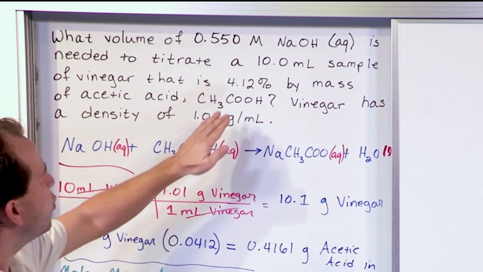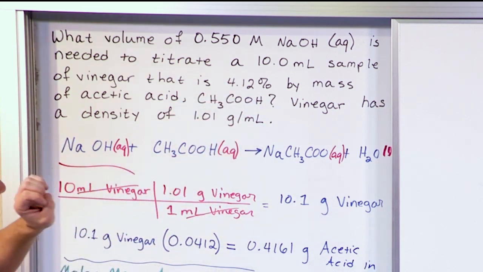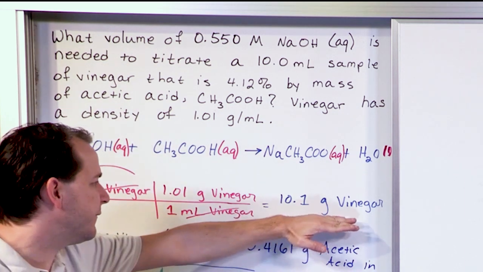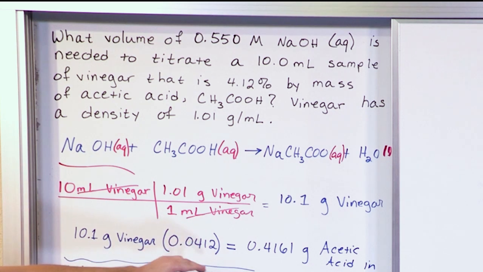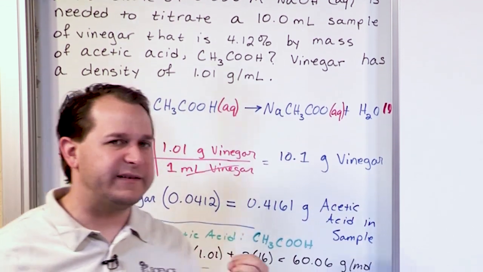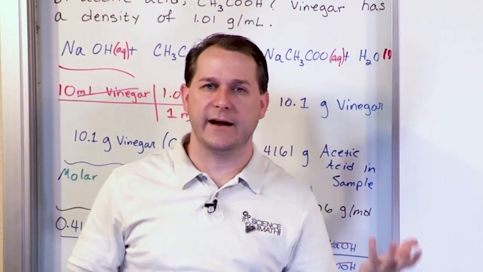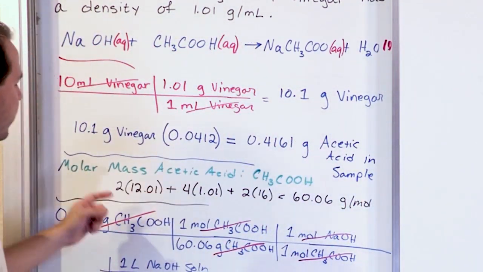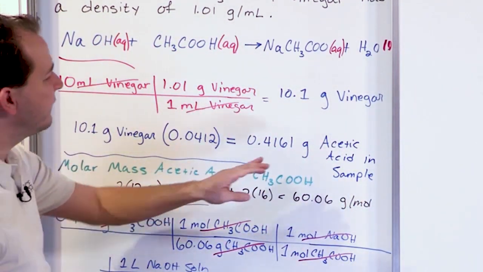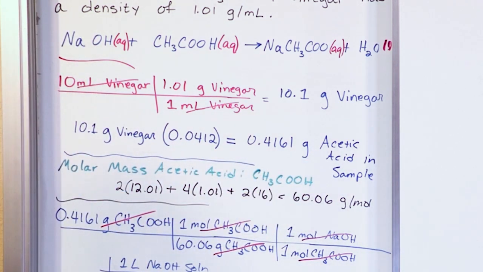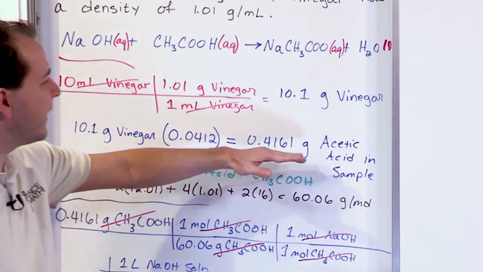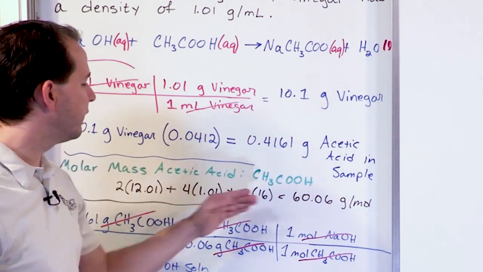Once we know that, this is kind of critical, only 4.12% by mass is actually acetic acid. So we take how much vinegar we have in grams, multiply it by that percentage. Of course, you have to convert it to a decimal, and that tells us how many grams of acetic acid are actually in the beaker on the table. Once you have that, we calculate the molar mass of acetic acid so we can go from grams to moles, which we've been doing a lot in chemistry. You should know by now that anytime you have grams of something, you can go to moles by using the molar mass conversion.